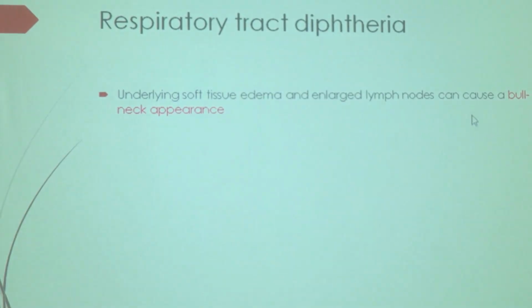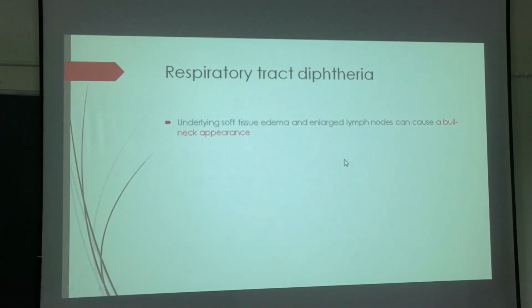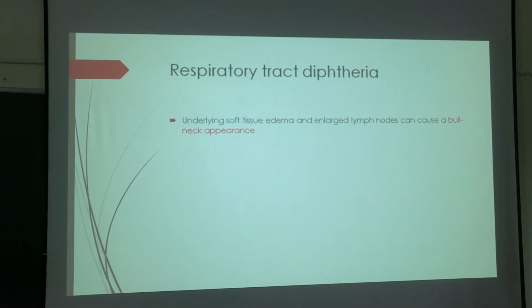Specific amoxicillin induced rash. So the close differential of infectious mononucleosis is staphylococcal infection. If we give amoxicillin to patients of infectious mononucleosis, that amoxicillin will induce a rash, right? Another thing is that the underlying soft tissue edema and enlarged lymph node can cause a bull neck appearance. So there will be cervical lymphadenopathy on both the sides.